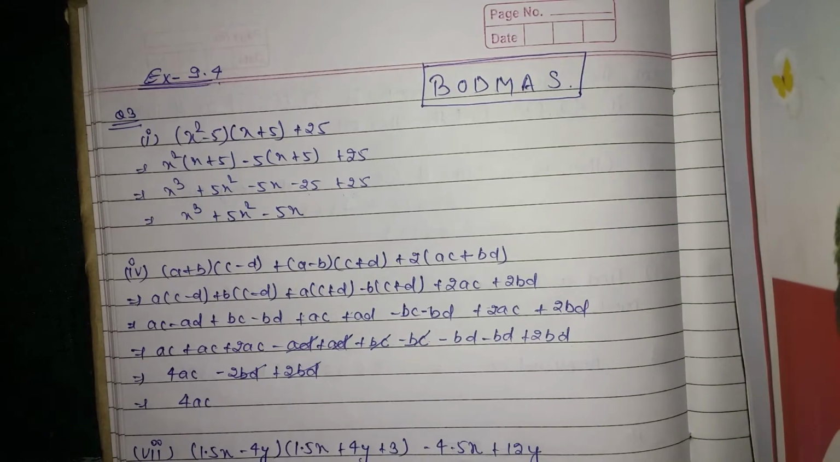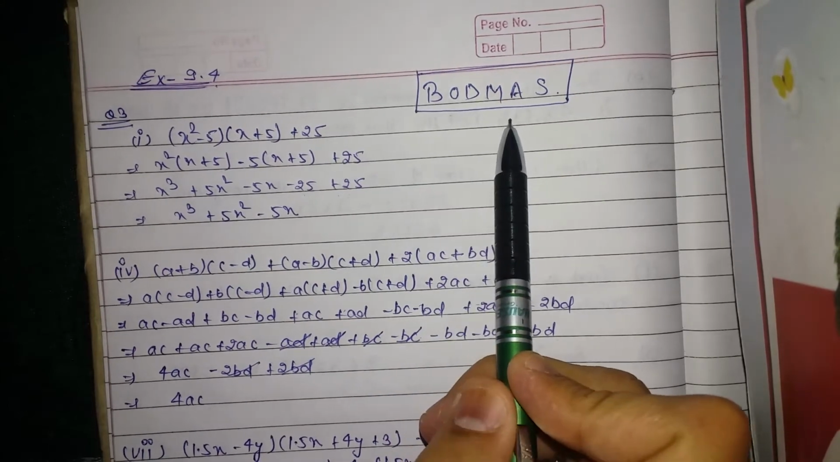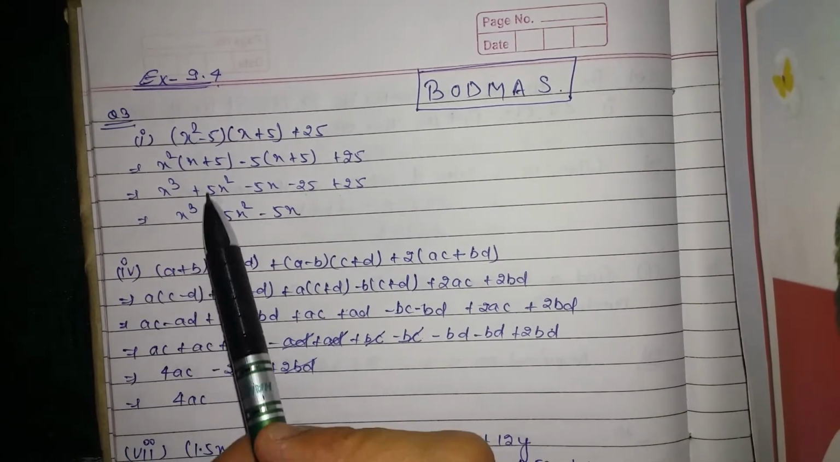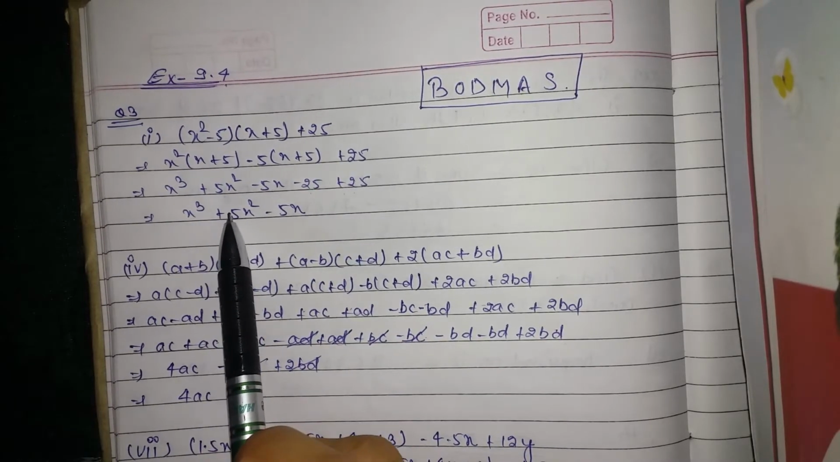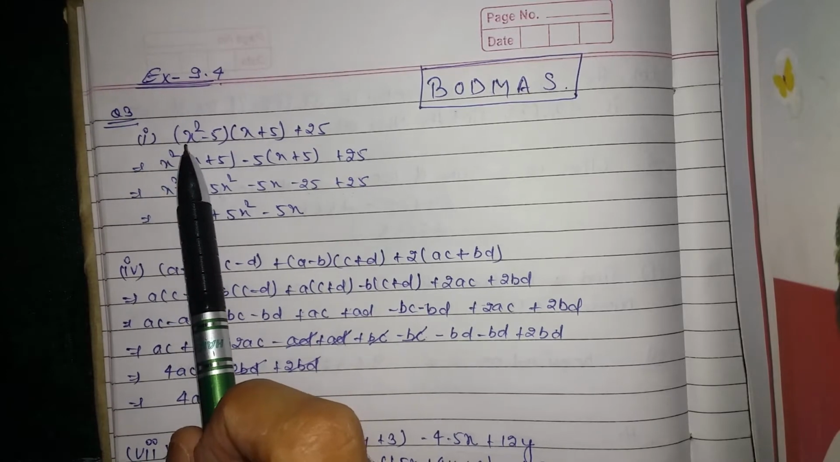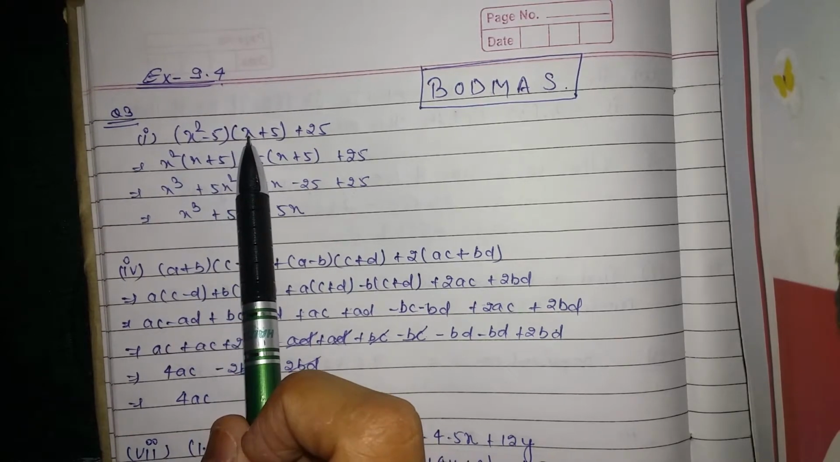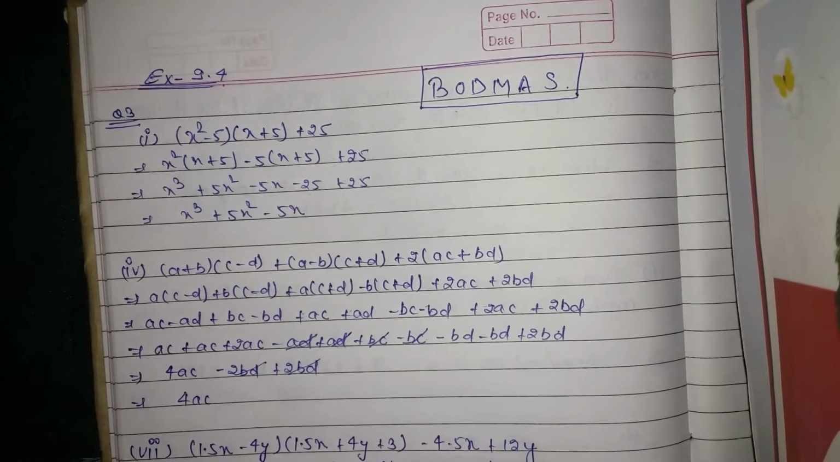Directly starting with the solutions, I have done a few parts of question number 3. Before solving the questions, remember this board mask because we will be needing it very frequently in the questions. So all the operations need to be done in accordance with this. Coming to the question, x square minus 5 within bracket x plus 5 next bracket plus 25. This is the expression which is given to you.